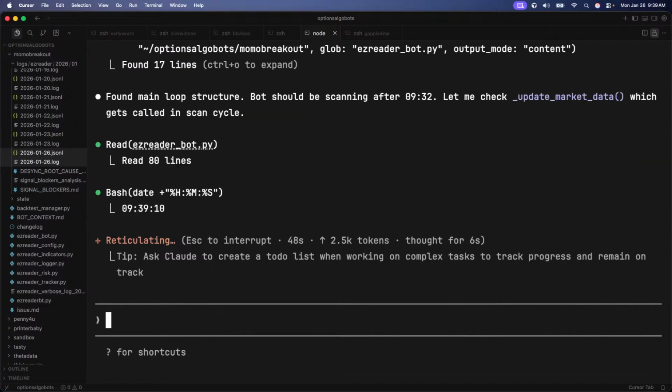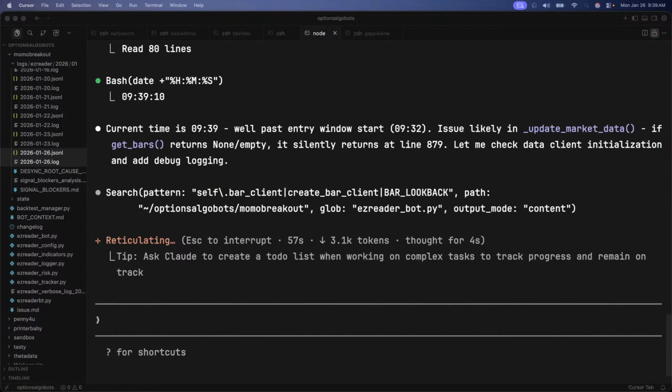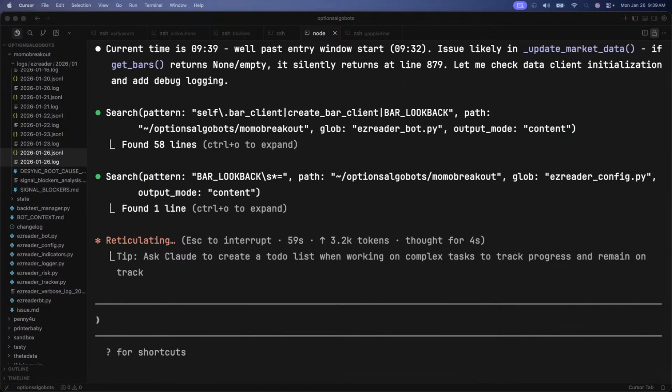Found the main loop. The bot should be scanning after 9:32. The market is wide open. So what are we doing? Current time is well past the start time. Likely an update. If empty, let me see if there's a silent failure. There shouldn't be an error.